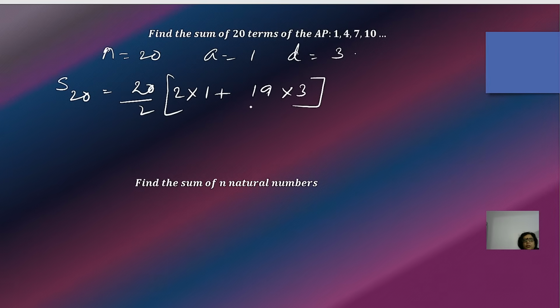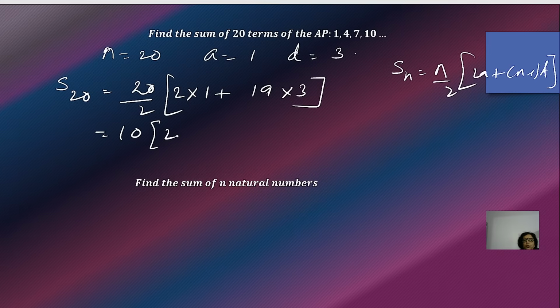I've just done the substitution in the formula Sn is equal to n by 2, 2a plus n minus 1 into d. So this comes as 10 into 2 plus 57. So this becomes equal to 59 into 10, that is equal to 590. So this was a very simple question. Directly you have to substitute the values and simplify, and you get the result as 590.